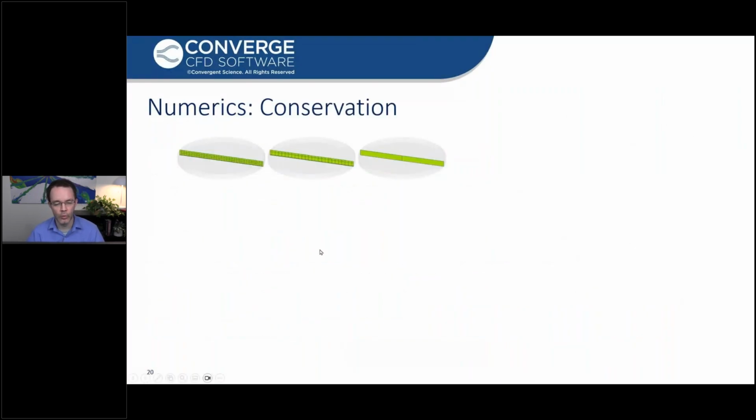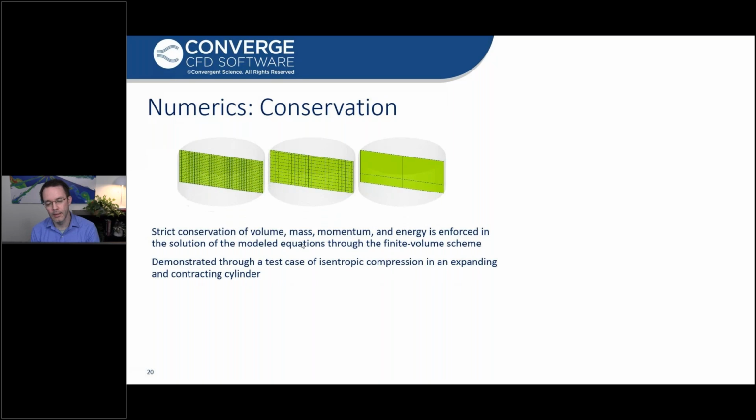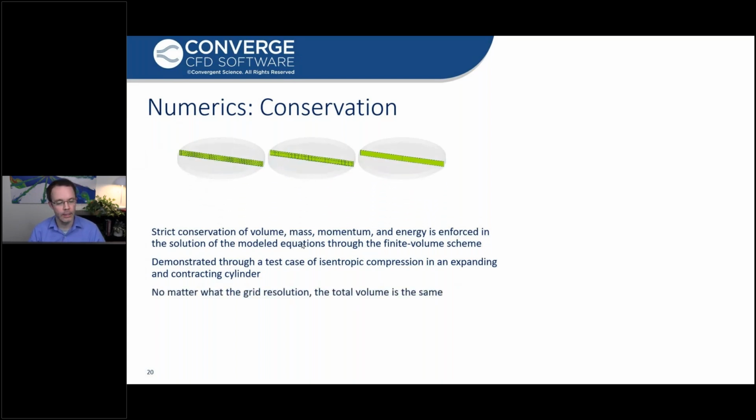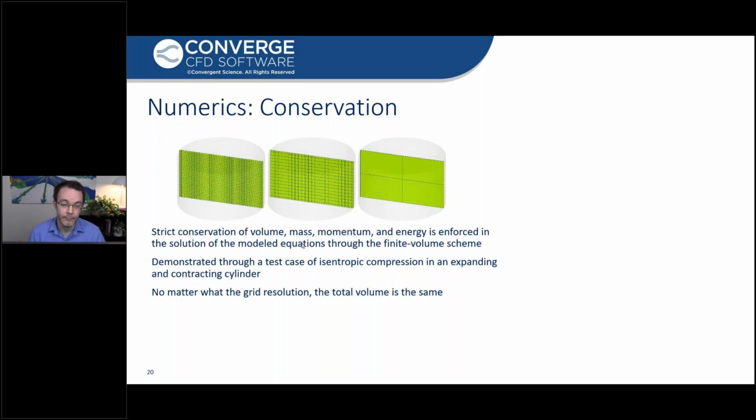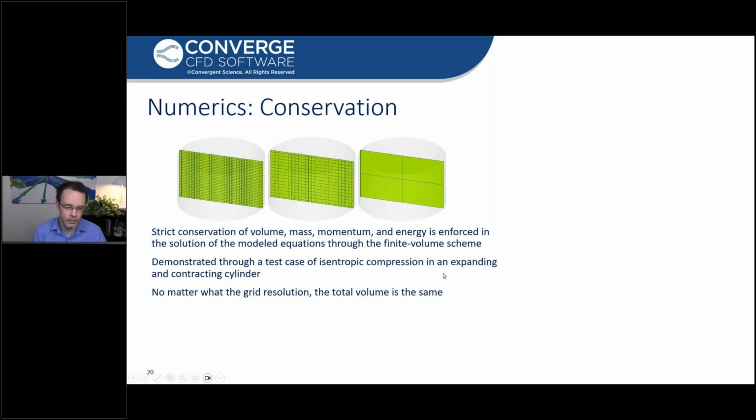Now, one of the very important qualities of the numerical schemes used in Converge is the amount of attention paid to conservation. Conservation is extremely important in modeling any problem, but in particular in modeling the flow in positive displacement compressors, it's a very minimal requirement of the technique to ensure an accurate and robust solution. And in order to demonstrate Converge's very high quality conservation aspects, we demonstrate this through a simple expanding and contracting cylinder performed at different mesh resolutions.